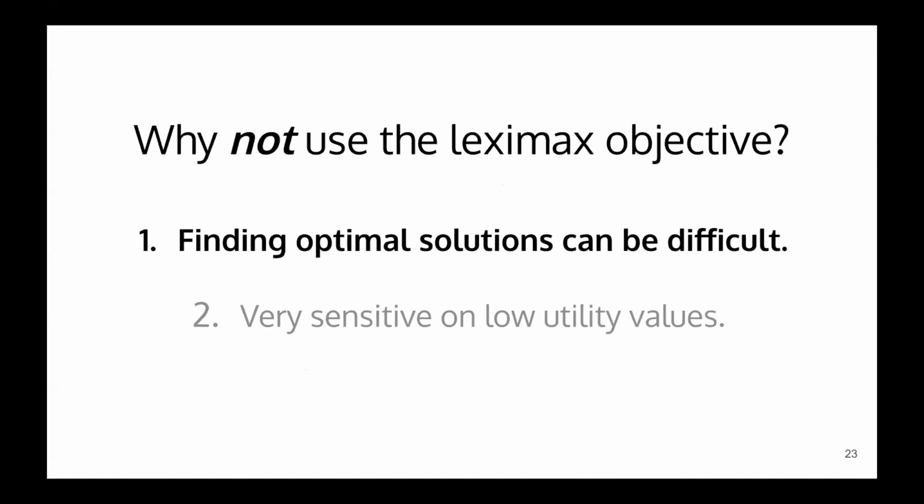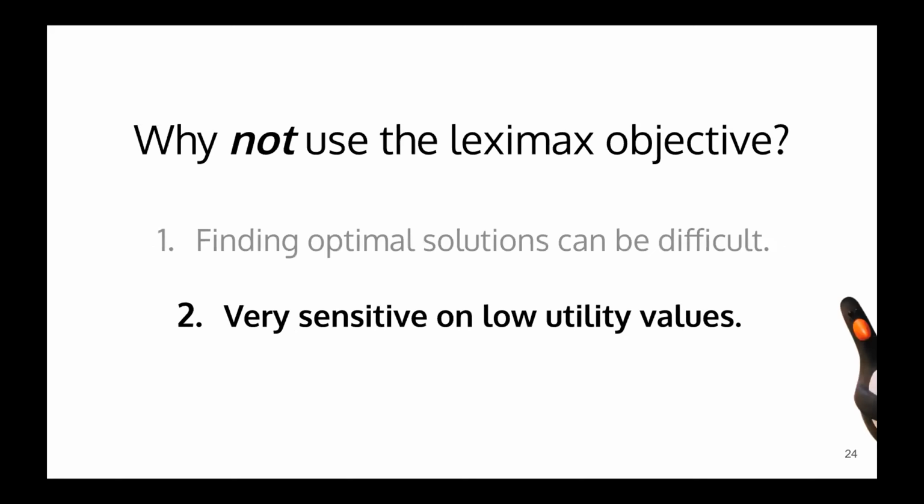So why not use this lovely definition? Well, for one thing, finding optimal values can actually be very difficult. As you might have already guessed, your solutions for different groups really depend on what you narrow down the solution space to in the worst off group and the second worst off group, and so on. And additionally, it is very sensitive to low utility values.